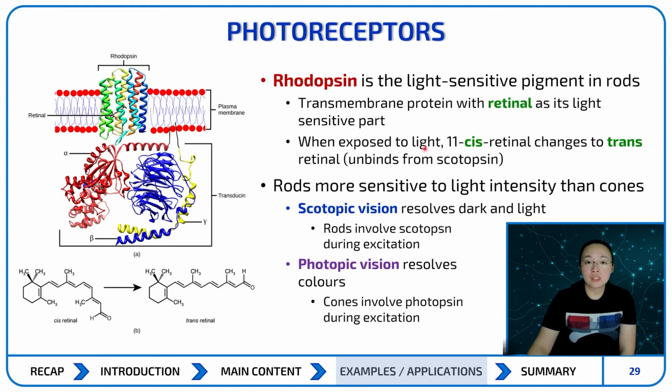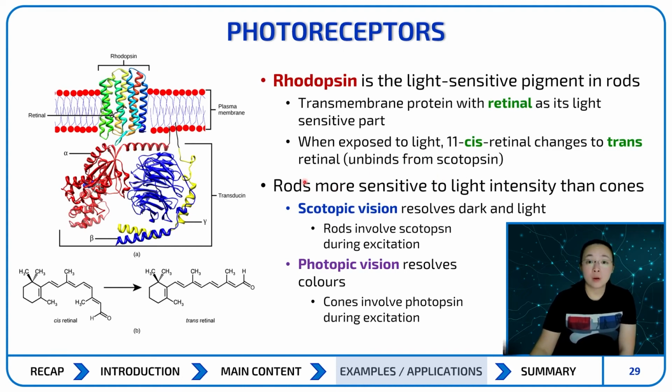When exposed to light, this retinol changes from cis form to trans form and unbinds from scotopsin. So what's happening here is that there is a change in structure every time a photoreceptor is exposed to light, and that means that you'll be able to generate a signal to your optic nerve.